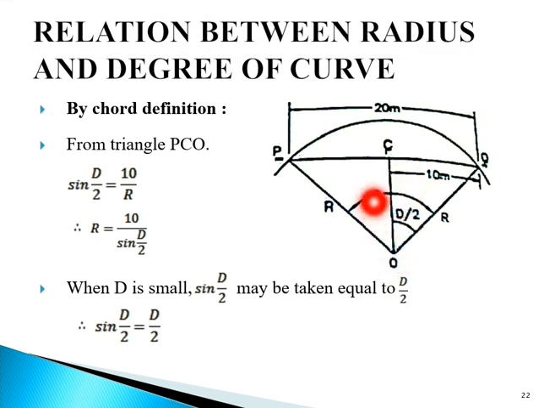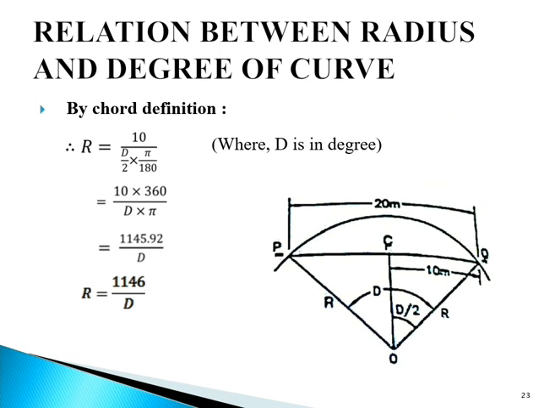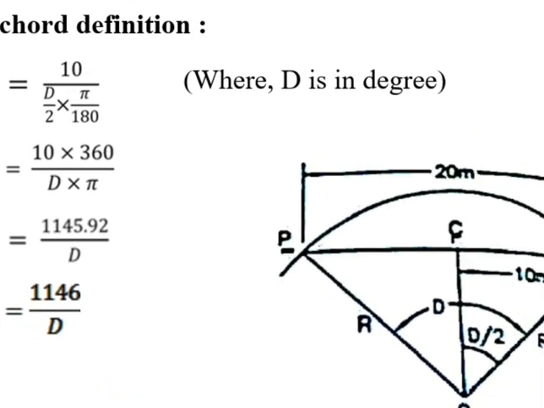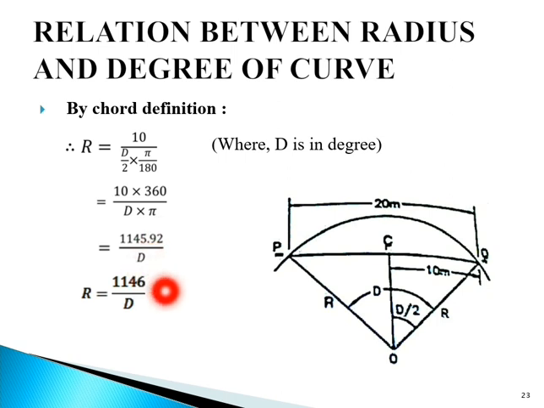When D is small, sine D by 2 may be taken equal to D by 2. So following the procedure, where D is in degree, R will be given by 10 divided by D by 2 into pi by 180. We are just converting it. Further it is given by 10 into 360 divided by D into pi. Putting in the values, we get 1145.92 divided by D. So approximately, R is equal to 1146 divided by D. This is given by this equation.